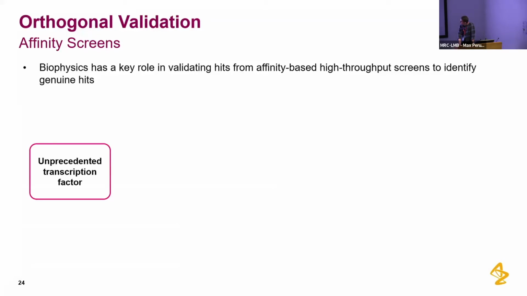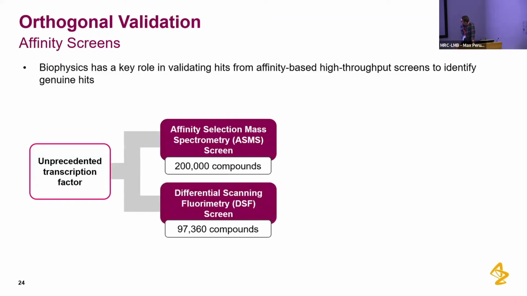So the example I'm going to show is a transcription factor, which was unprecedented in the sense that there were no compounds known or reported to bind to this particular target, and we couldn't make any ligands really that we could use to validate the proteins. So protein science made some protein, and colleagues in hit discovery did a couple of screens using these affinity screening methods. The first one was affinity selection mass spectrometry, where they screened 200,000 compounds. And the second one was a DSF screen, which looks at thermal unfolding and stabilization, and that was 100,000 compounds.